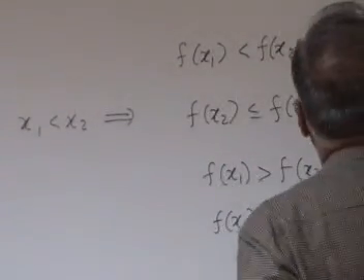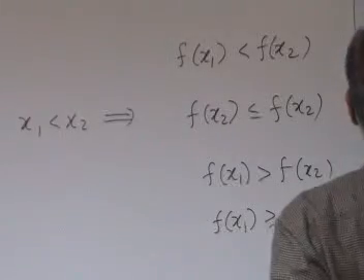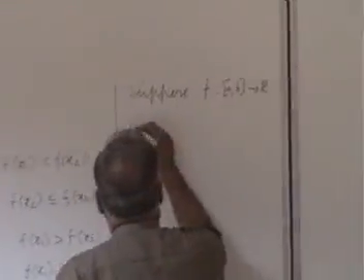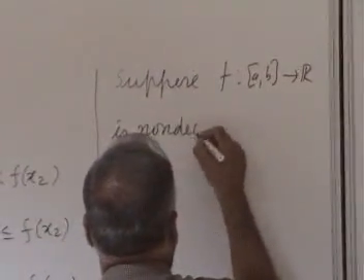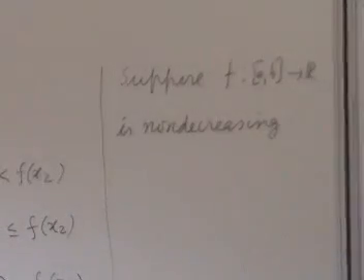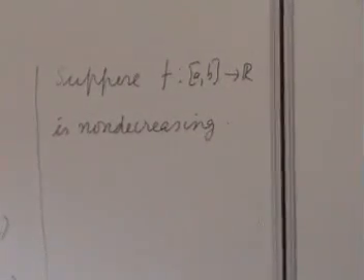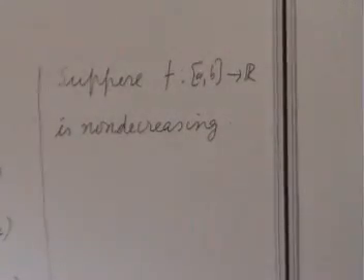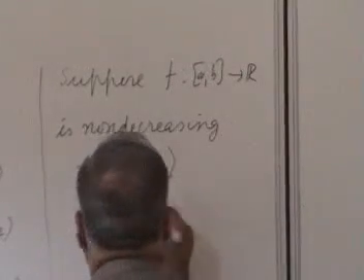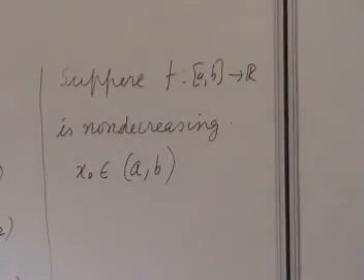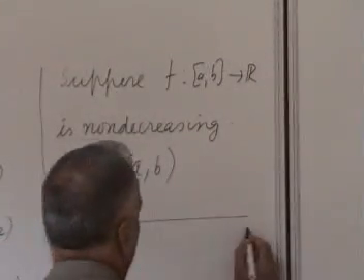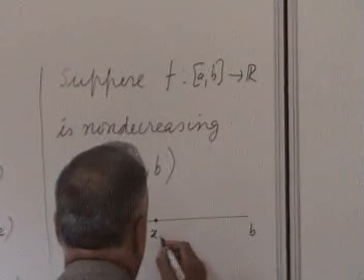Suppose f mapping AB to R is non-decreasing. Now let's take any point x naught in AB. So I have this situation. This is A and B. I am looking at x naught.